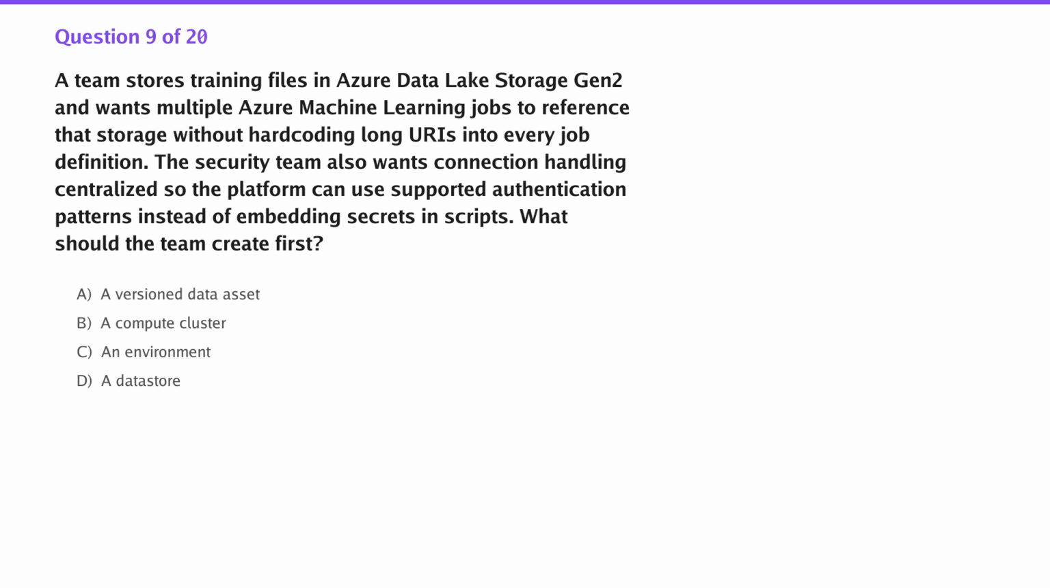A team stores training files in Azure Data Lake Storage Gen2 and wants multiple Azure Machine Learning jobs to reference that storage without hard-coding long URIs into every job definition. The security team also wants connection handling centralized so the platform can use supported authentication patterns instead of embedding secrets in scripts. What should the team create first?